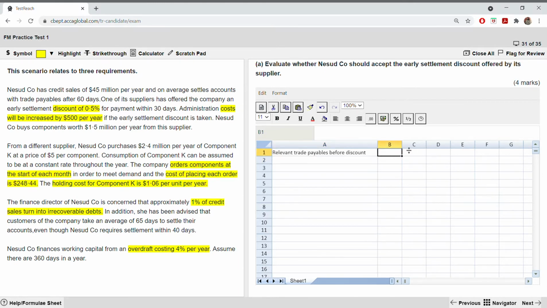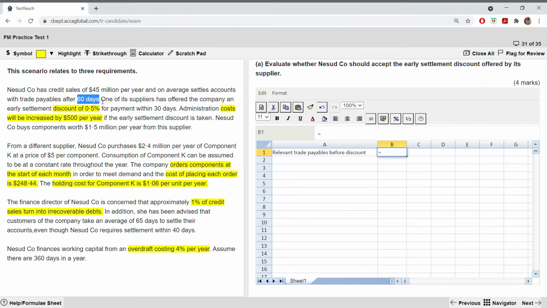Okay. You can press equal. Remember, if you don't press the equal sign, you cannot do any calculation. No functions will be performed by Excel. You have to press equal. What is it? They buy 1.5 million components per year. Okay. So on this 1.5 million, what is the trade payable? How many days? 60 days.